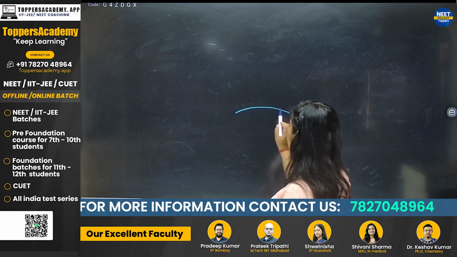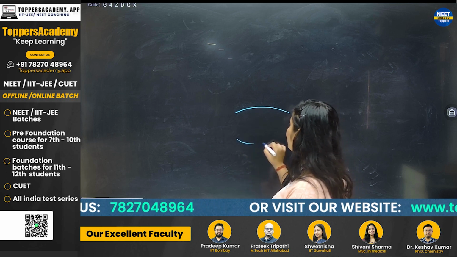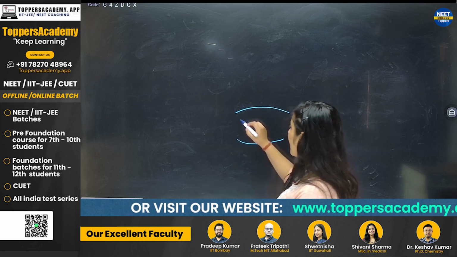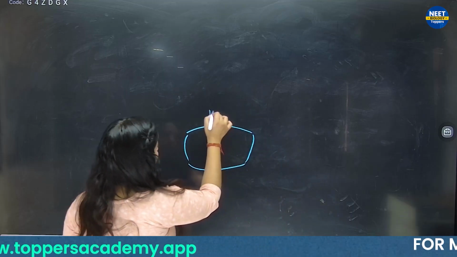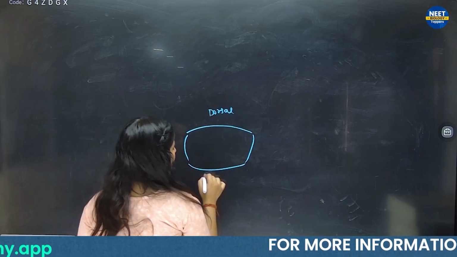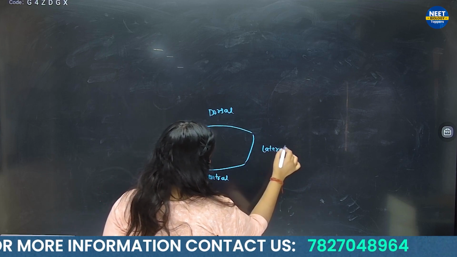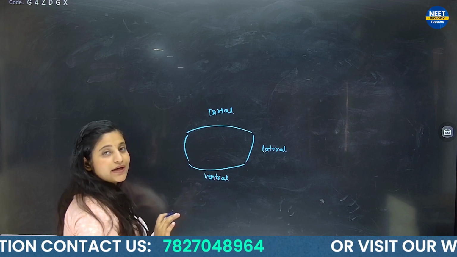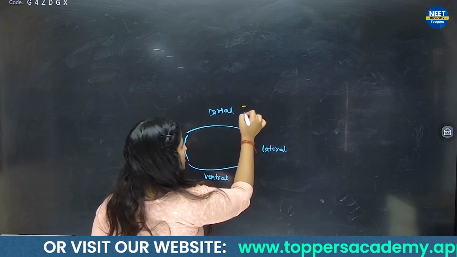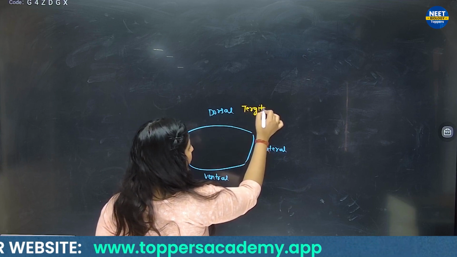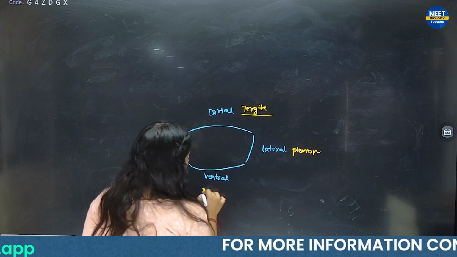Suppose this is the dorsal side of the cockroach body. The dorsal side has a different sclerite, the ventral side has a different sclerite, and the lateral side has a different sclerite. This is the dorsal side, this is the ventral side, and this is the lateral side. The dorsal side sclerite is known as the tergite. And on the lateral side the pleuron is present, and on the ventral side the sternite is present.